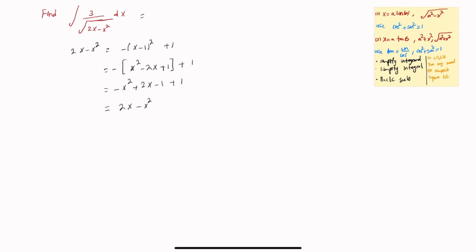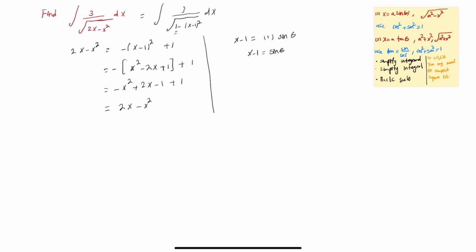So this integral can be written as 3 over the square root of 1 minus x minus 1 squared dx. Now it is in the form of the square root of a squared minus x squared, so we are ready to make the substitution. However, note that our x is not alone. Our x is x minus 1. Therefore, the substitution is x minus 1 equal to a, and a here is just 1 multiplied by sine of theta. So we have x minus 1 equal to sine of theta.